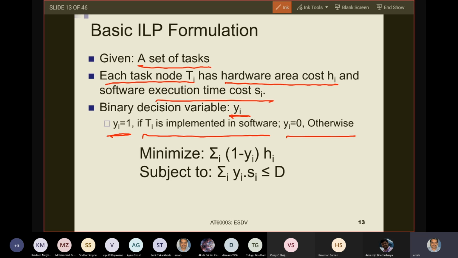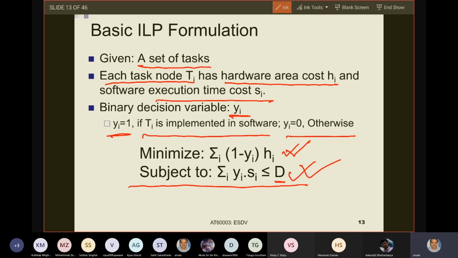Now let us say the initial problem that you are trying to solve is this: I want to minimize the total hardware area cost, subject to the fact that the total software execution time cost will be upper bounded by capital D. So you have a single processor, so all tasks are executing one by one on that processor.